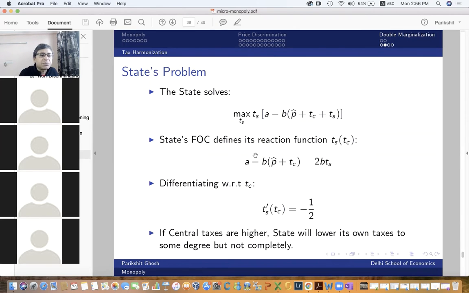Okay, so a very simple quadratic equation. So first order condition, derivative equal to 0. So that gives you this. This is what is sometimes called the reaction function.